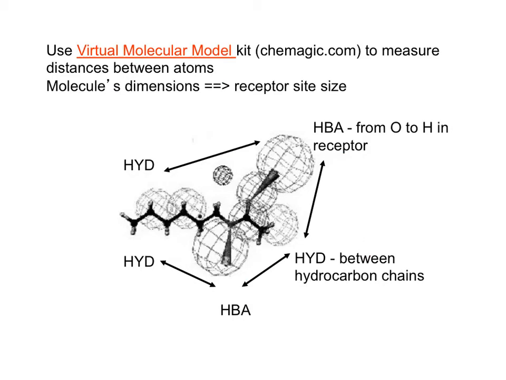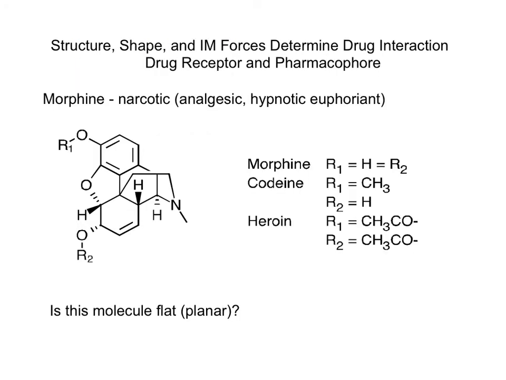So we'll use the virtual molecular model kit to estimate the ester molecule's dimensions and try to relate the dimensions to the receptor site size. Drugs also bind to receptors in our body. For example, morphine is narcotic, which means it has analgesic, hypnotic, and euphoriant properties.